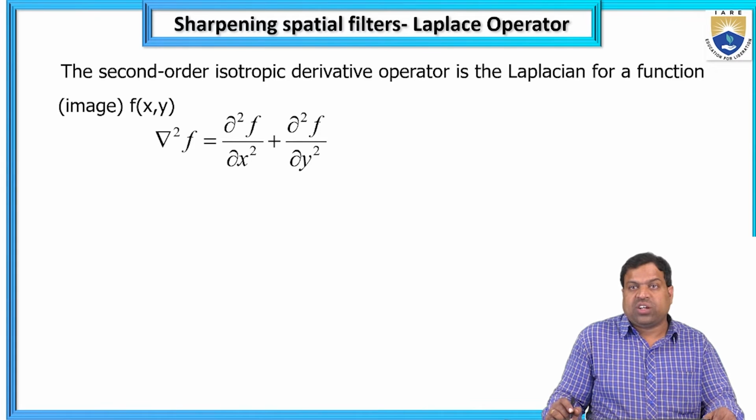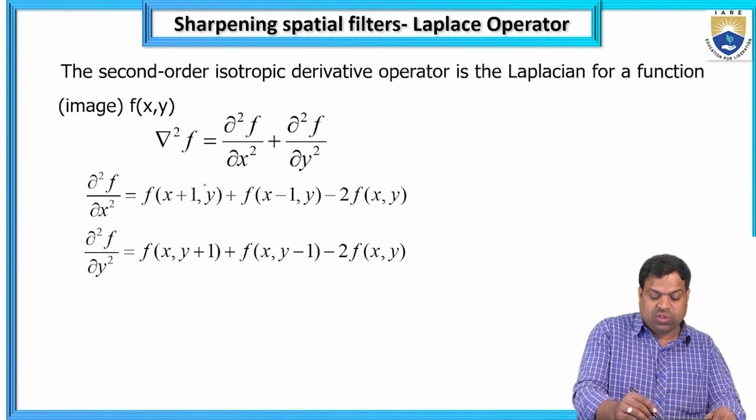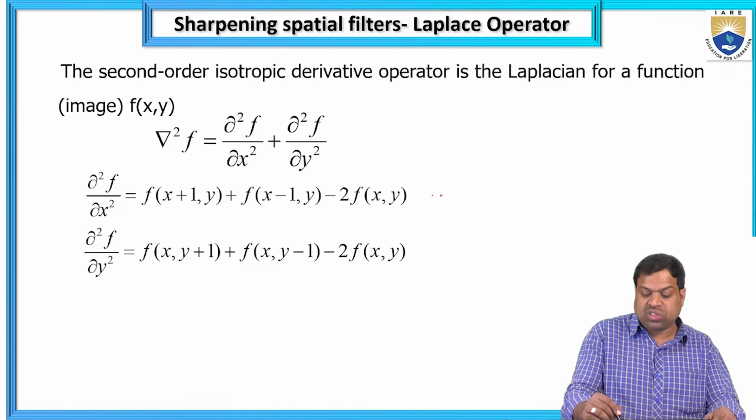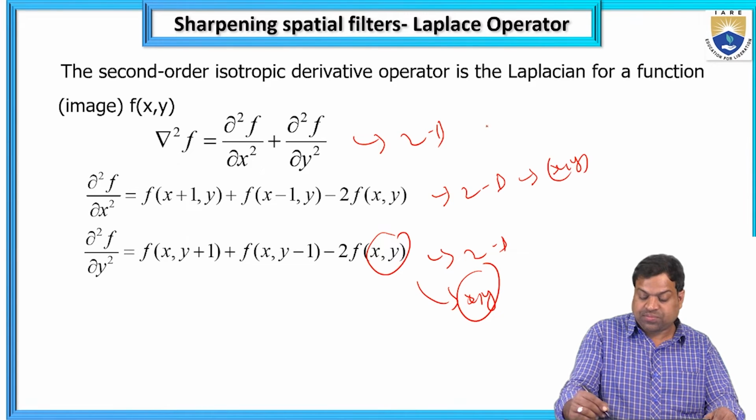The second order isotropic derivative operator is the Laplacian. For an image function f of x comma y, delta square f equals dou square f by dou x square plus dou square f by dou y square. Here dou square f by dou x square equals f of x plus 1 comma y plus f of x minus 1 comma y minus 2 into f of x comma y. It is a two-dimensional function, because here I am using two coordinates, x comma y.